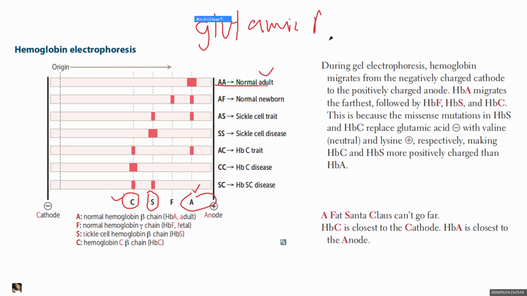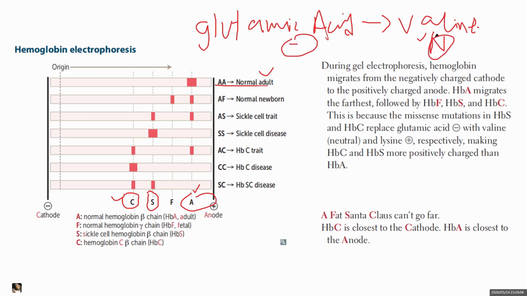The glutamic acid is replaced by valine, right? Glutamic acid is negatively charged, while valine is neutral, not having any charge. So hemoglobin S loses some negative charge compared with hemoglobin A. Because it is now less negative, it is less strongly attracted towards the positive anode, so it does not migrate as far as hemoglobin A.